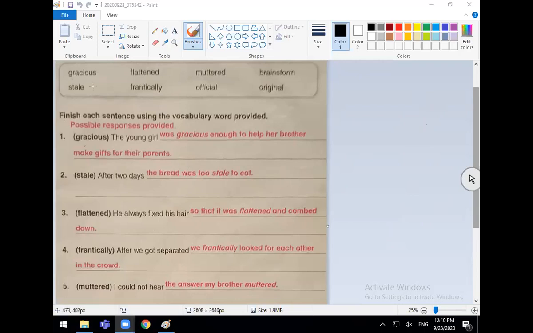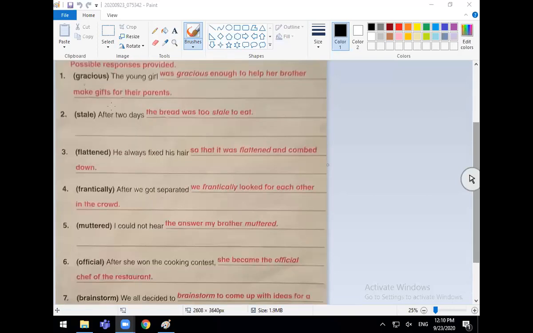So let's start by going over the words. We have gracious, flattened, muttered, brainstorm, stale, frantically, official, and original, okay? So the first one is gracious. And we know what gracious means.